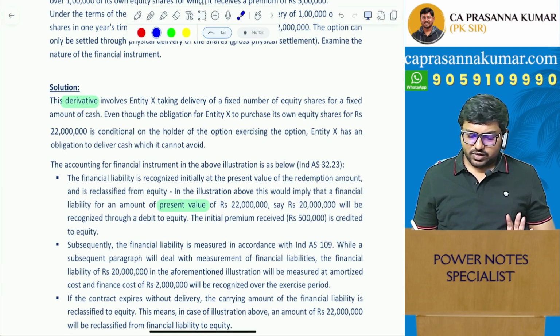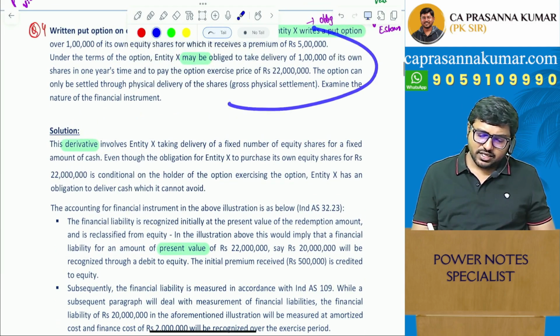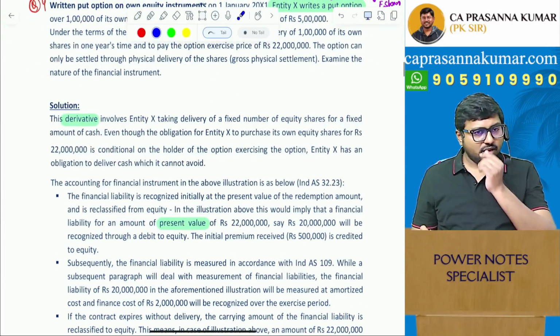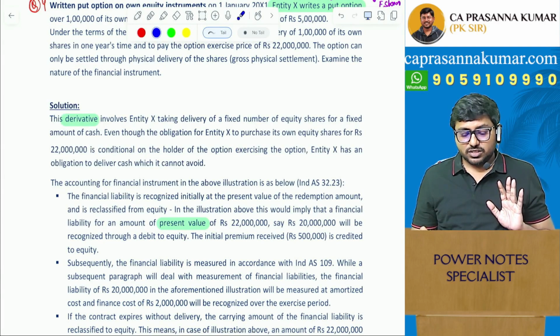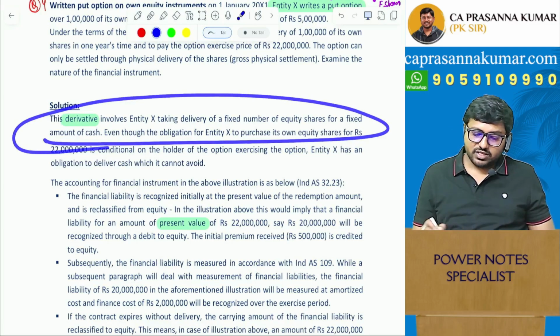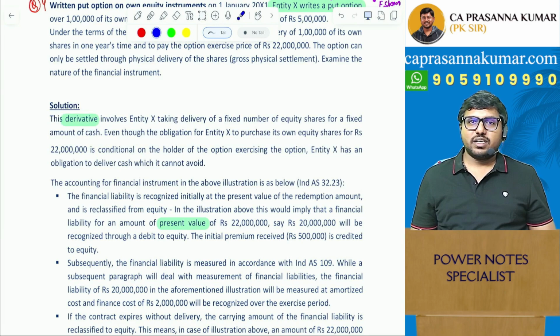Now, you need to understand one thing first. It is a derivative. That one thing is for sure. Now, many of the students, the moment I'm done with the first sentence, will come to a conclusion that let's classify this as an equity instrument. Why? Because it has satisfied the fixed to fixed test. You need to understand one thing.